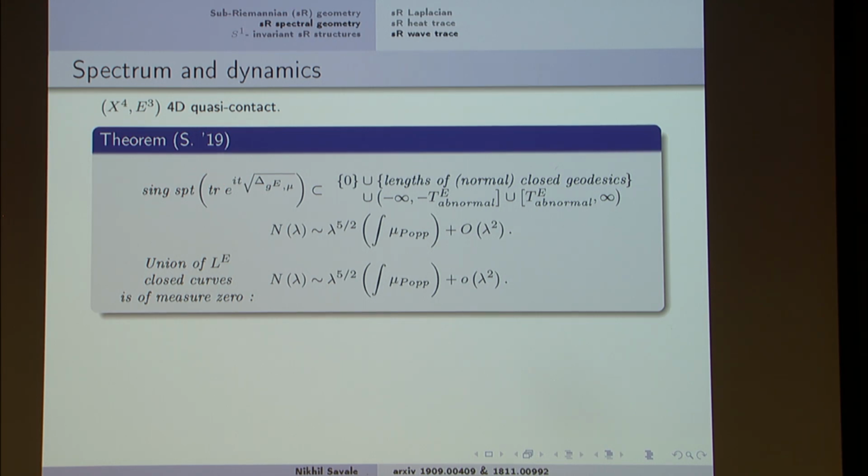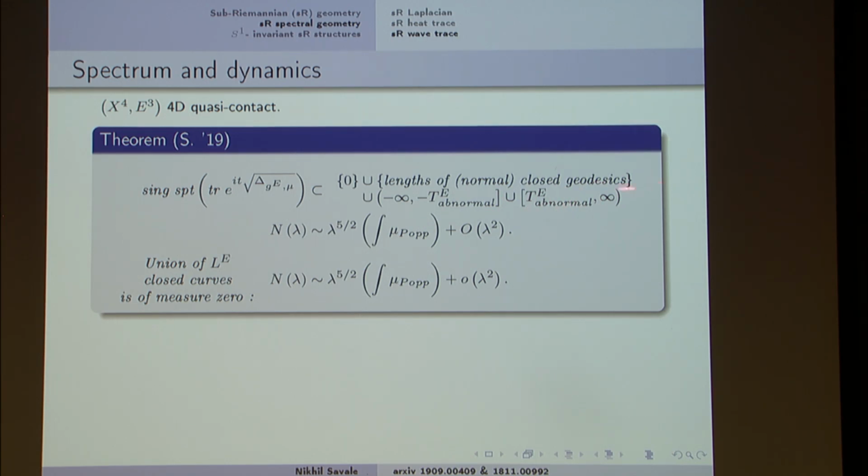I proved the analog of the Duistermaat-Guillemin trace formula in the quasi-contact case. Again, you see a similar Poisson relation, except that this T abnormal is the length of the shortest closed characteristic. What you see here on the right-hand side is a very big interval, which is maybe saying nothing at all beyond this time. There is a reason for it, but at least within this range, you can see that there are no abnormals. So in some sense, it's telling you that abnormals are significant.